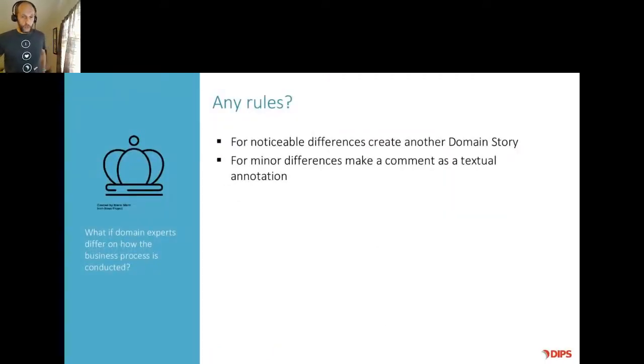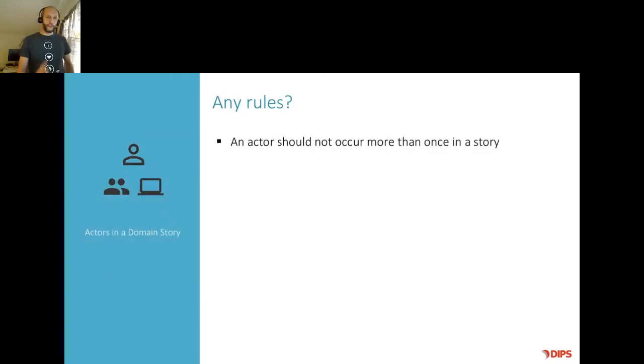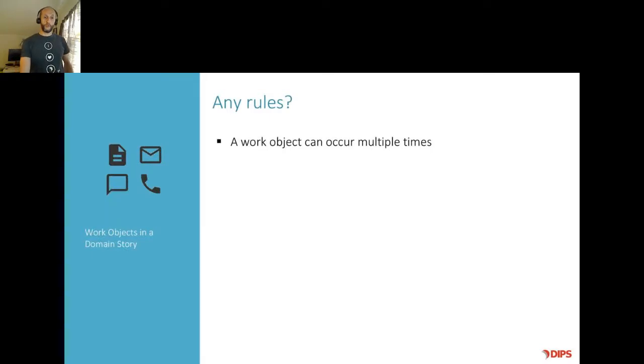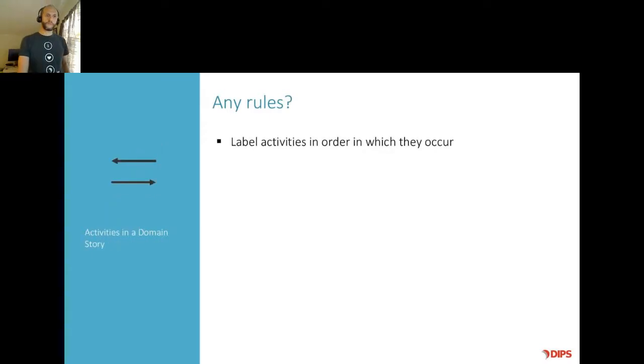So every game has rules. What about this one? Well, if you notice when you try to get the confirmation from the domain expert that what you visualize is correct, there are notable disagreements between domain experts, just create another domain story. So each domain expert gets their own story. If there are minor differences, just make a comment and go on. Any actor should not occur more than once in a story. Work objects can occur multiple times. Activities should be labeled in the order in which they occur. This helps trace the story from the beginning to the end by following the activity labels.